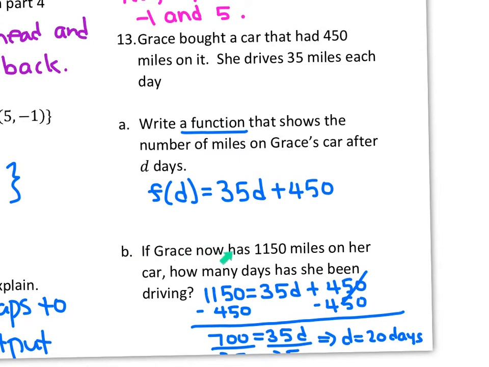Now it says if Grace now has 1,150 miles on her car, then how many days has she been driving? So we're going to take this 1150 and put it here because we already know how many miles she has at this point. So 1150 equals 35d plus 450. Subtract the 450. And then here, I know you can't see it very well, but we have 700 equals 35d because these canceled. Then you're going to divide both sides by 35, and d equals 20.